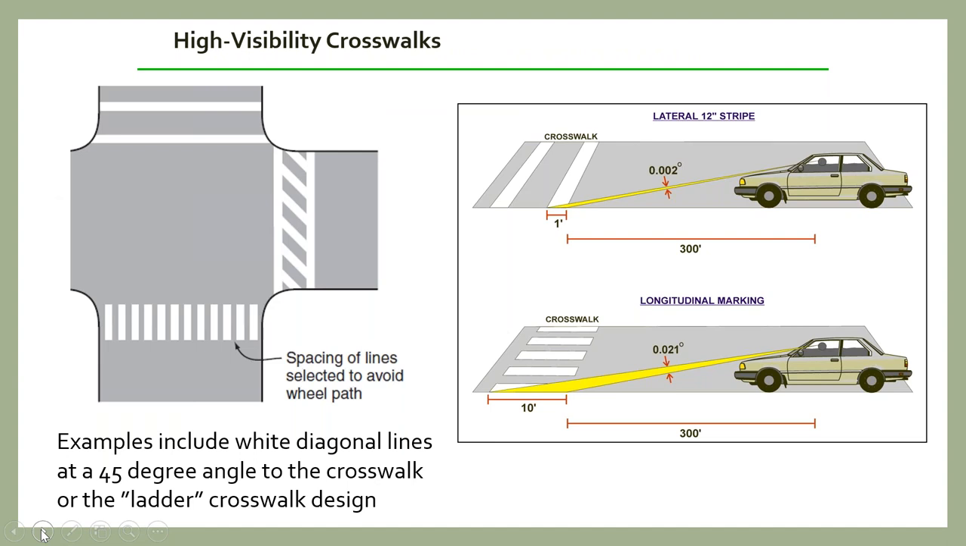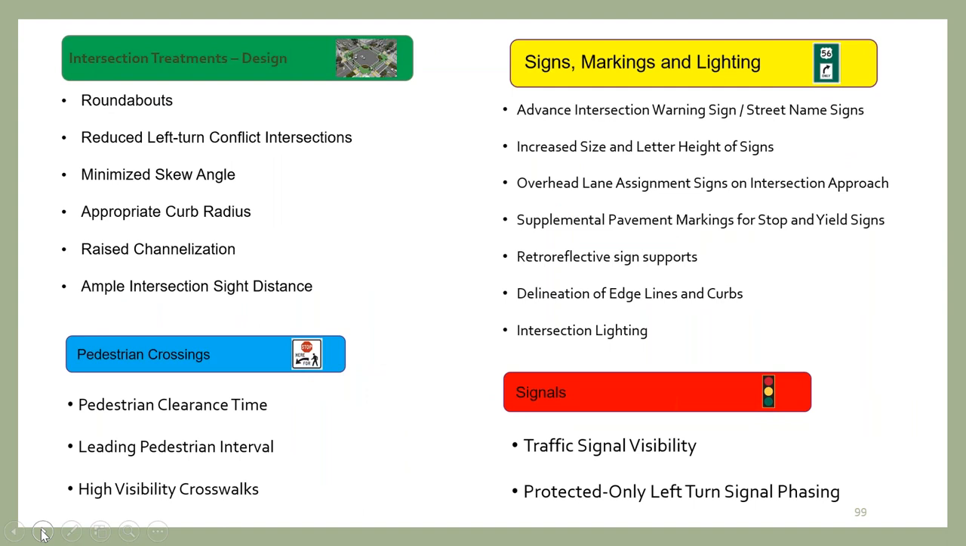High visibility crosswalks. And as the name implies, it's really about the better visibility for a driver that's approaching the crosswalk. If you think about what a driver sees as they're approaching, and this is particularly advantageous for a mid-block pedestrian crossing, but certainly at intersections as well. So use of a high visibility crosswalk just to have that added conspicuity. So those are the array of intersection treatments that come from the FHWA handbook. We can categorize them into design, signing, marking and lighting, signals, and pedestrian crossings.